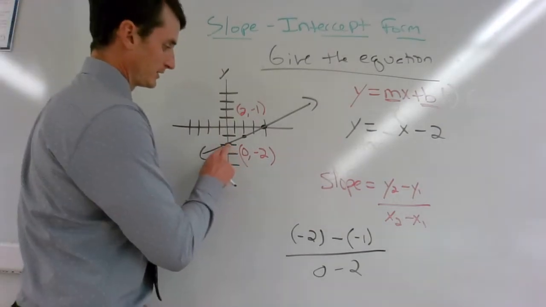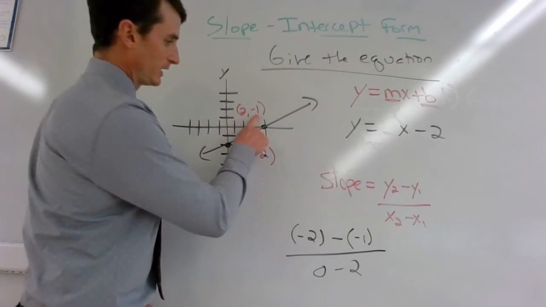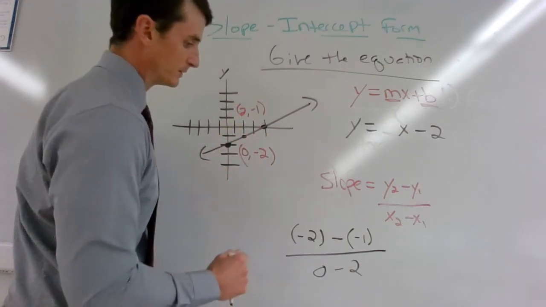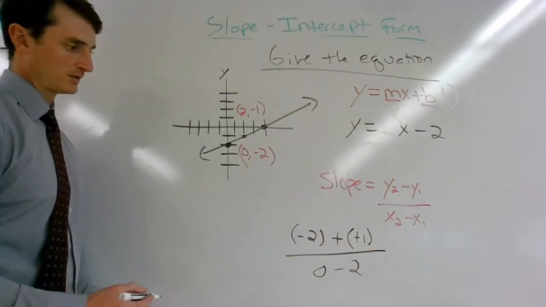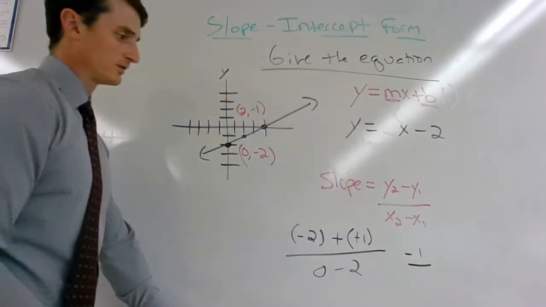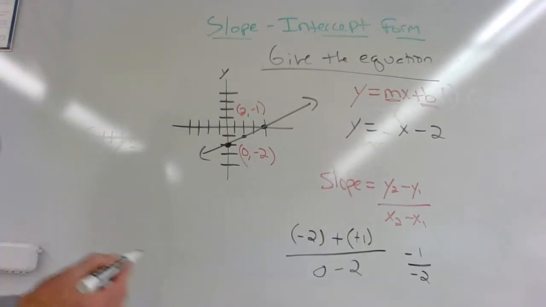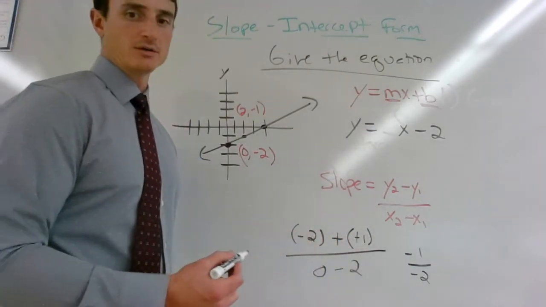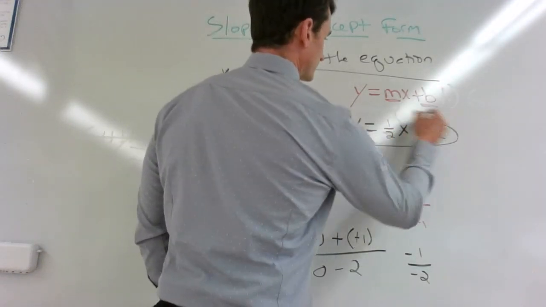All right, so if I call this my second one, then my first one is what I actually did. So negative 2, take away negative 1, and 0, take away positive 2. What that gives us is minus negative plus a positive, so we end up with negative 1 over 0 minus 2, which is negative 2. Okay, so slope says negative 1 over negative 2, but whenever we have a negative over a negative, we make that a positive over a positive.